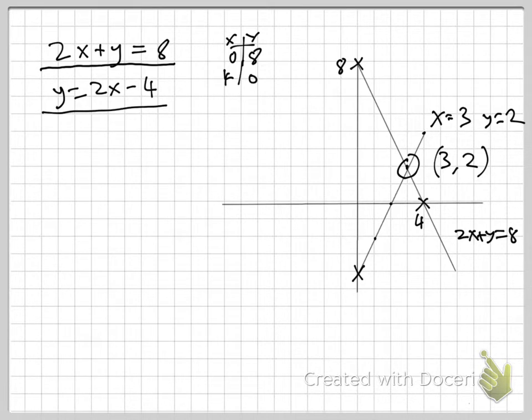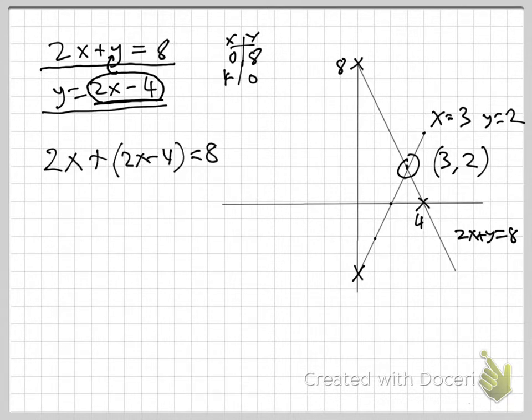I graphed them. Now, I'm going to do it by the substitution method. This one is kind of set up for the substitution method because, look, if y equals 2x minus 4, I can plug it right into the first equation. In other words, 2x plus y, but y is 2x minus 4, isn't it? Okay? There we go. I replace the y with 2x minus 4.